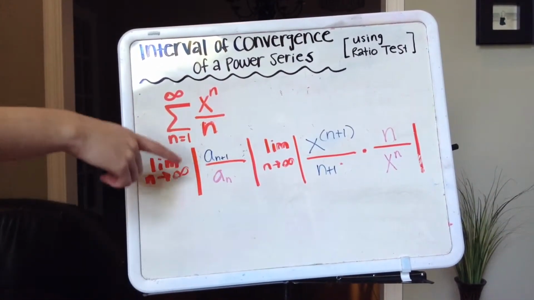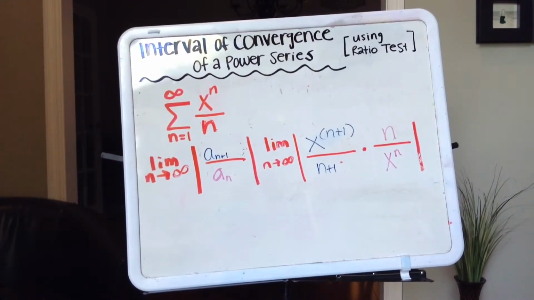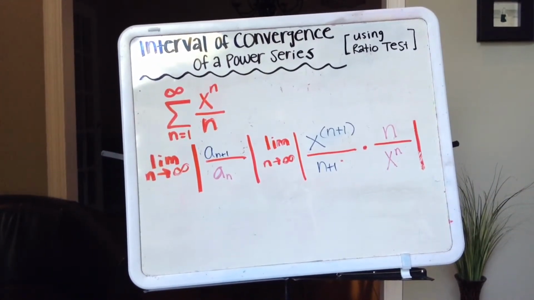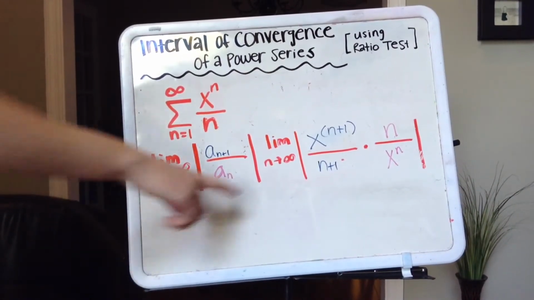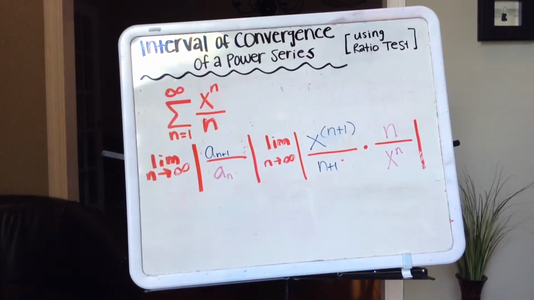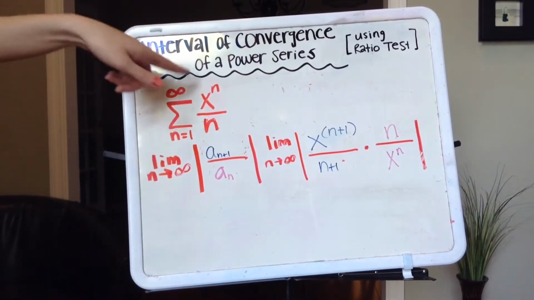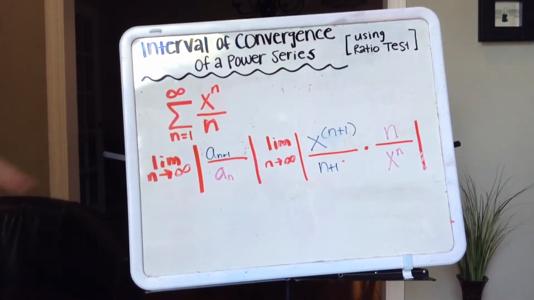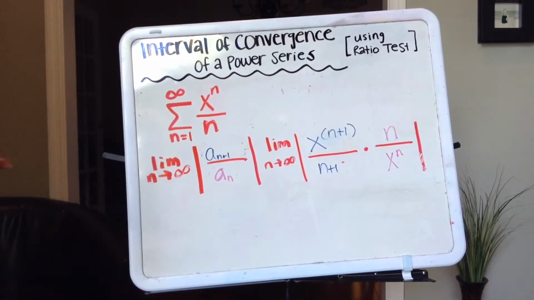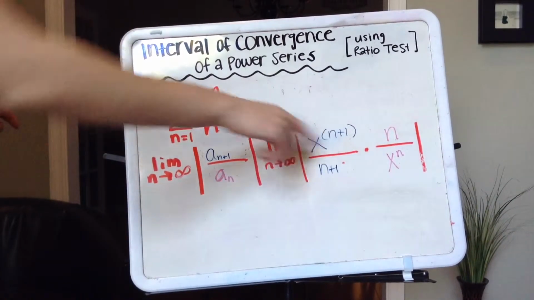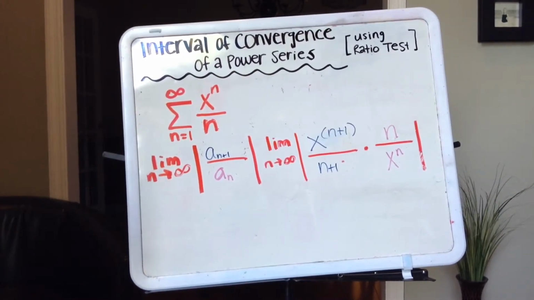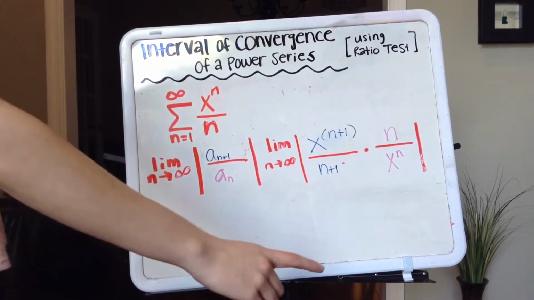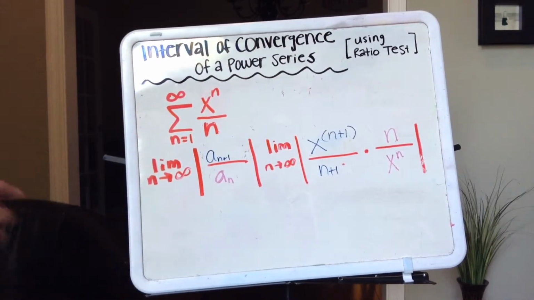So instead of dividing by x to the n over n, we're going to multiply by n over x to the n. Okay, let's plug into our formula. So we have the limit as n approaches infinity of x to the n plus 1 instead of x to the n, over n plus 1 instead of n. So basically all we did was plug in n plus 1 wherever we saw an n. And then we multiply by the reciprocal of a sub n. So we're multiplying by n over x to the n.